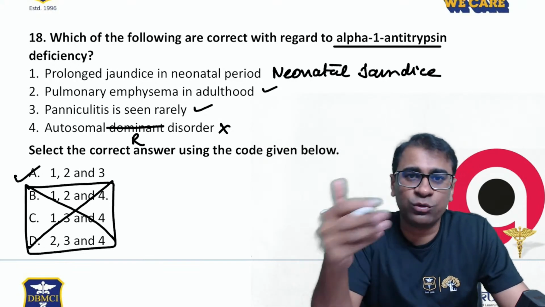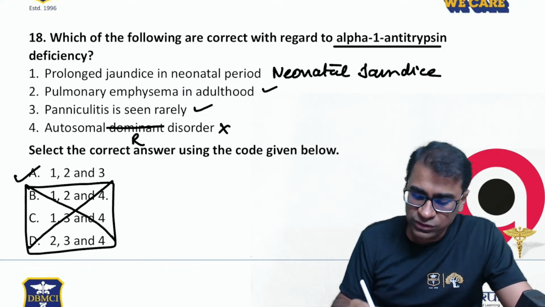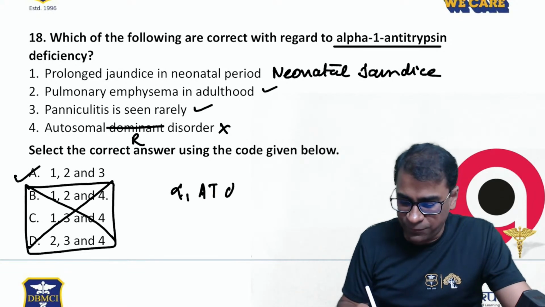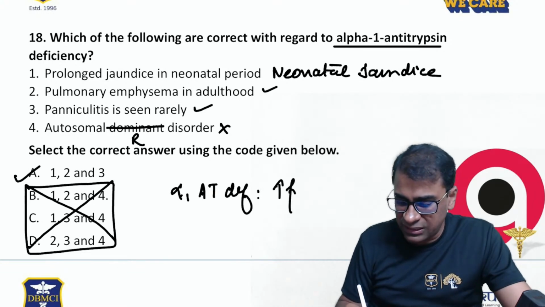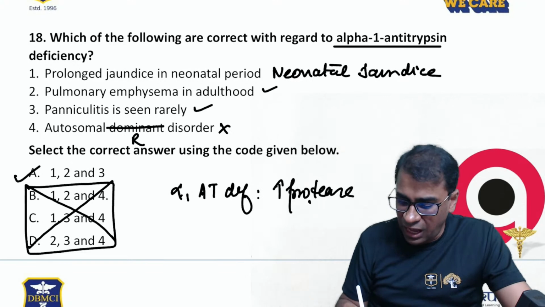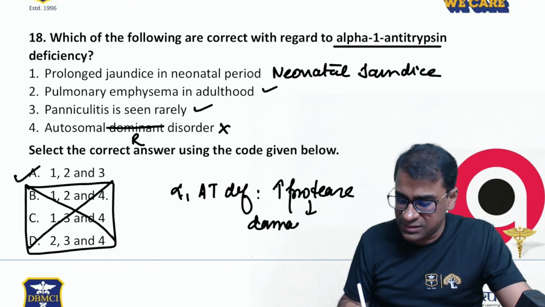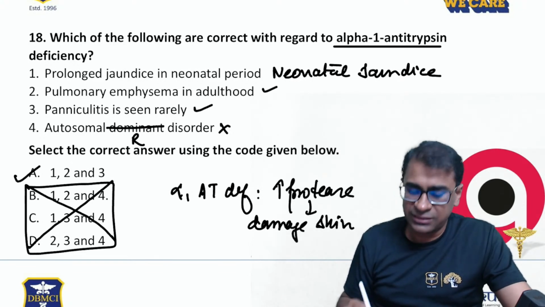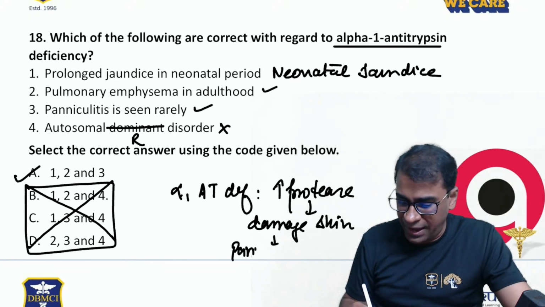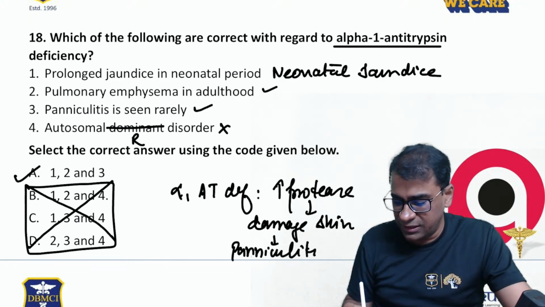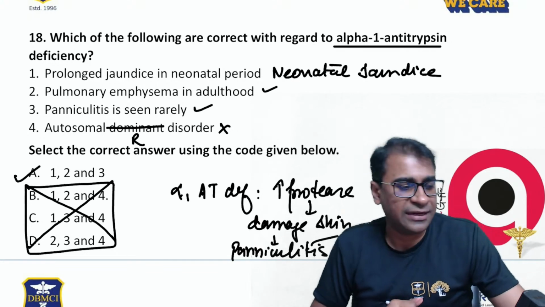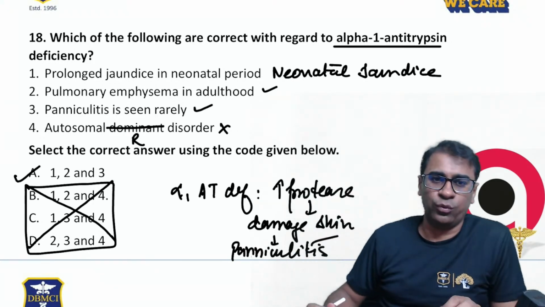But what is panniculitis? What happens is, in alpha-1 antitrypsin deficiency, the patient has an increase in protease enzyme. The high protease can also damage skin, and the skin damage can lead to what is called panniculitis. The skin damage is what can lead to panniculitis. That is what you must know here.